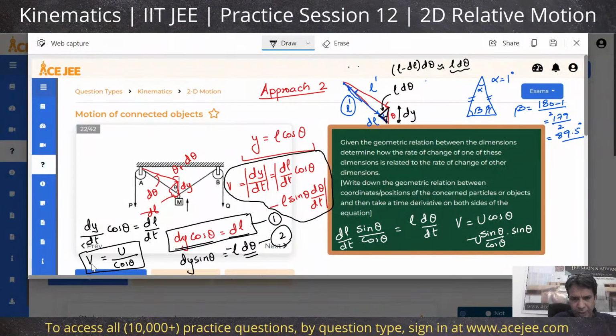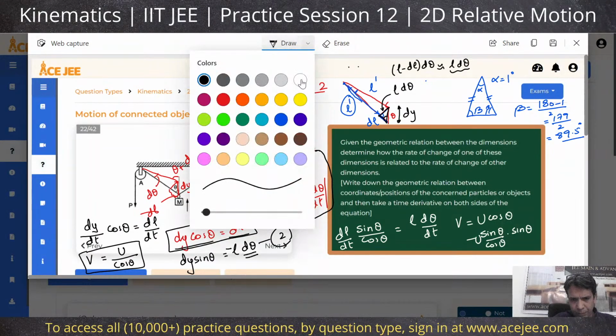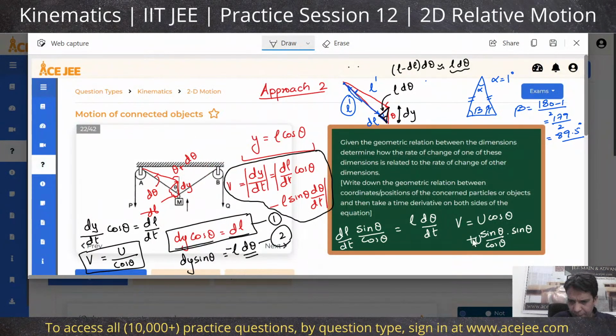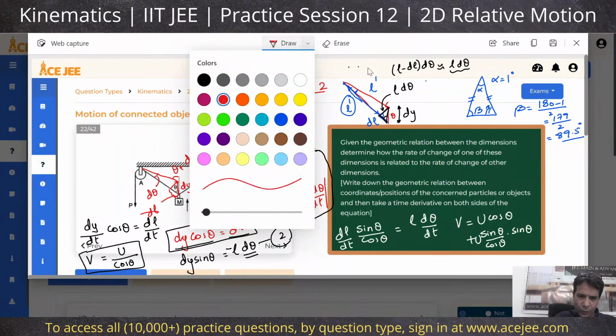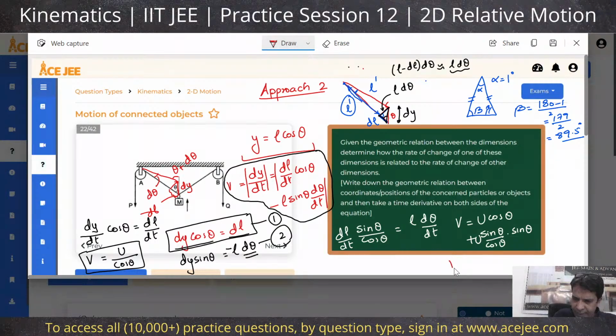Now we need to convert this into minus to plus. I hope it's making sense. If not, do ask me the question. So what this means is then v is equals to u cos theta. I'm going to take u out. So we get u cos theta plus sine square theta by cosine theta. Well, that'll give us u by cos theta. Okay. So we have been able to get to the relationship from that side as well.